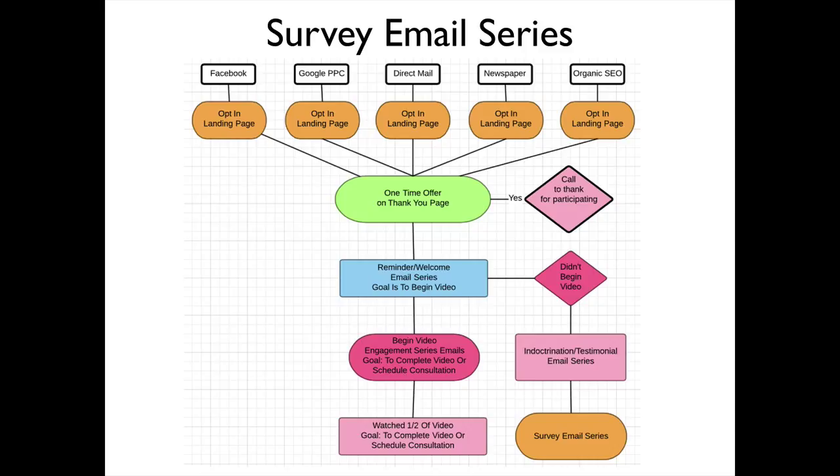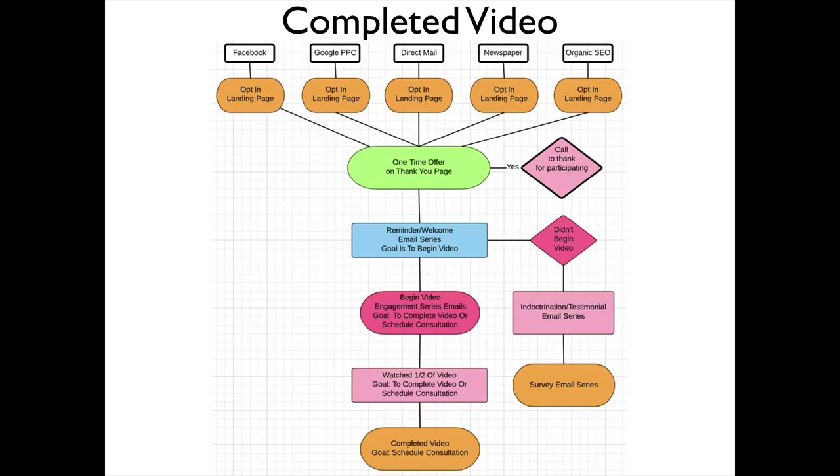In this sequence, remember, if they didn't begin watching the video, then as a contingency they were put through the indoctrination and testimonial sequence. What happens if they still haven't scheduled an appointment? Another contingency, right? Now we're going to put them into the sequence asking them to complete a survey. So look what we've got so far.